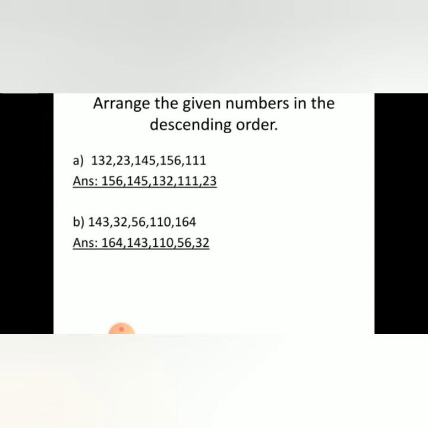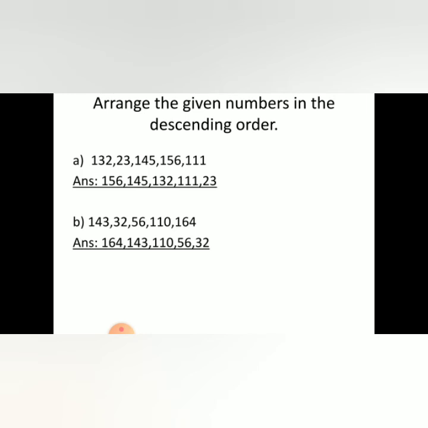Let's do some examples. Arrange the given numbers in descending order. First one says 132, 23, 145, 156 and 111. If you look at the numbers, some numbers are two-digit and some numbers are three-digit. So the first one will be 156, the biggest number. Then 145, smaller than that. Smaller than 145 is 132. Then 111. And the last will be 23.